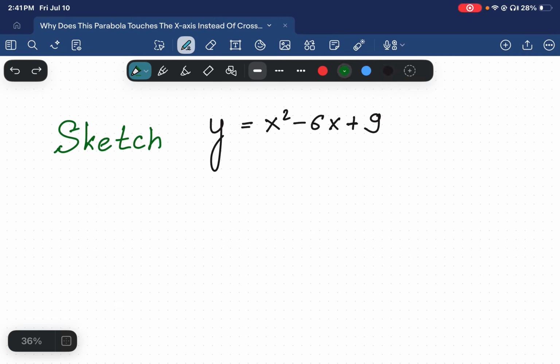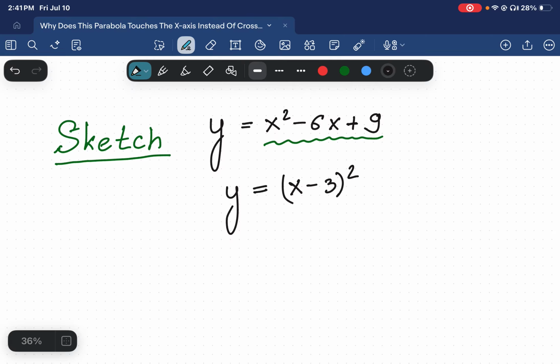The goal for today is to sketch the graph of this function using only 3 points, and more importantly, understand one feature of it: why it touches the x-axis instead of crossing it. I want you to notice something. This is actually a perfect square, so our function can be written as y equals (x minus 3) squared. This is the same parabola, just written in vertex form, so its structure is easier to see.